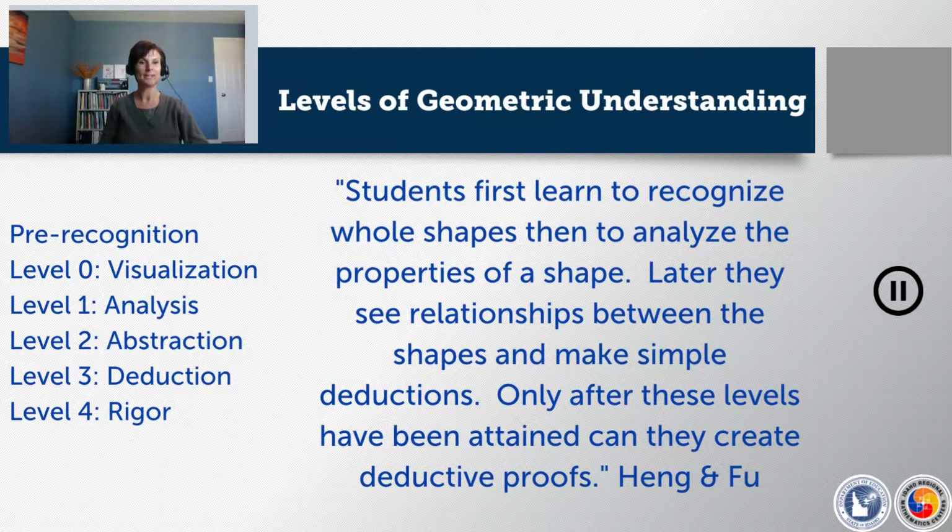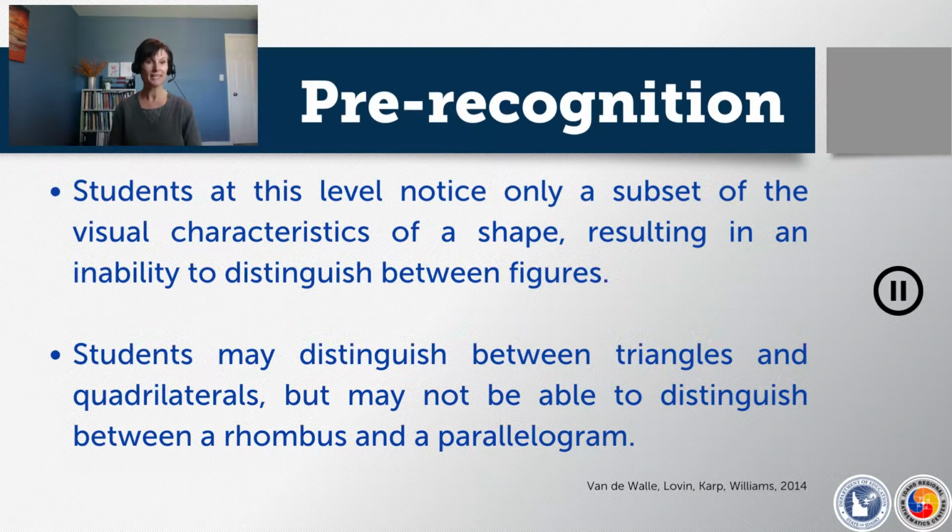Up through level 1, students recognize whole shapes and then they start to see and identify properties of shapes. The last 3 levels really focus on seeing relationships between the properties and forming proofs and theorems. In the pre-recognition stage, students may be able to name some of the shapes, but they will not see specific distinctions or attributes that would define that shape.